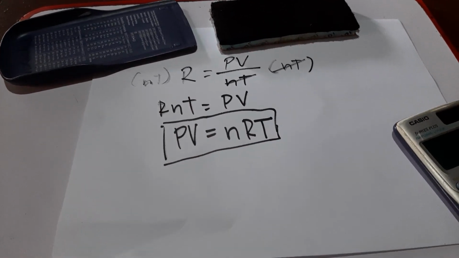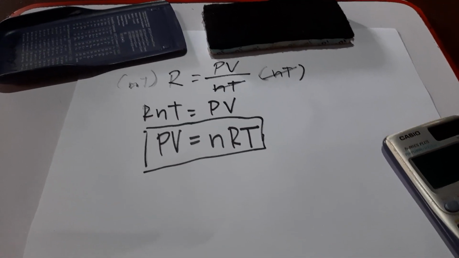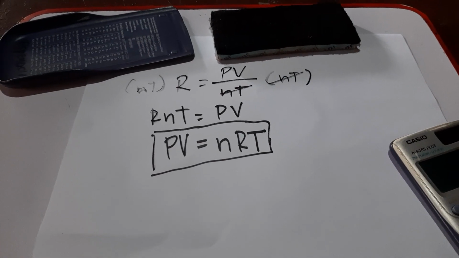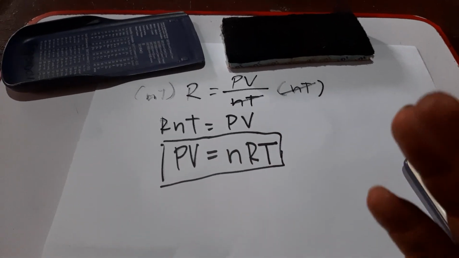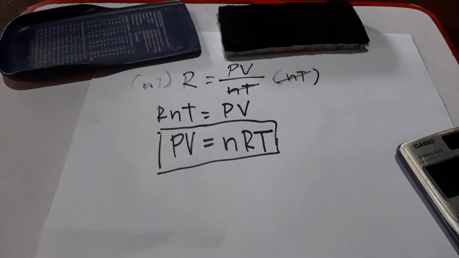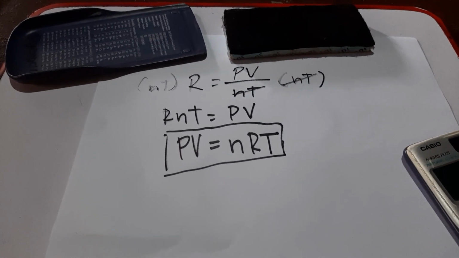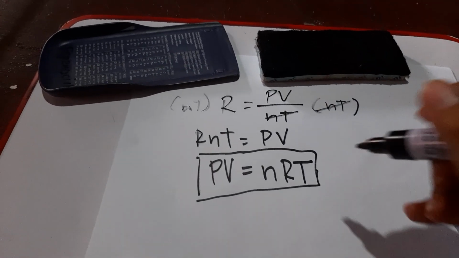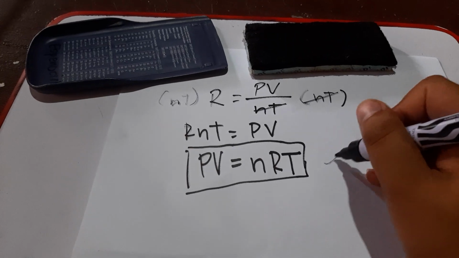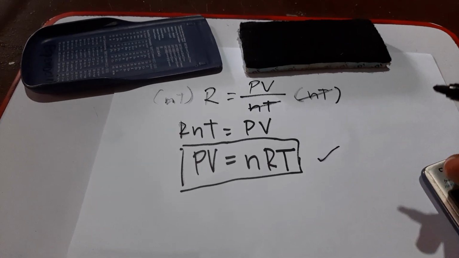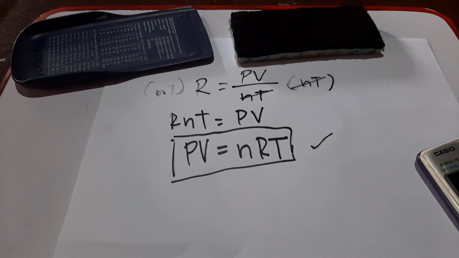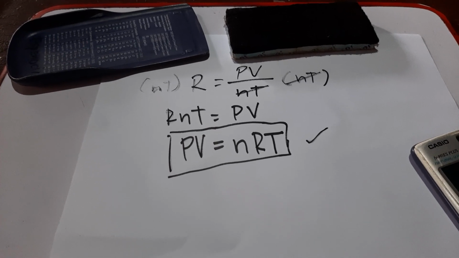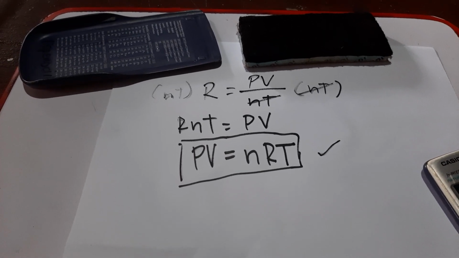One of the most elegant equations that has been crafted not just for one day, not just for two days or a year, but for several years with several heads, several geniuses. That's why we want to value and make the most of it. This is your ideal gas equation, PV is equal to nRT.